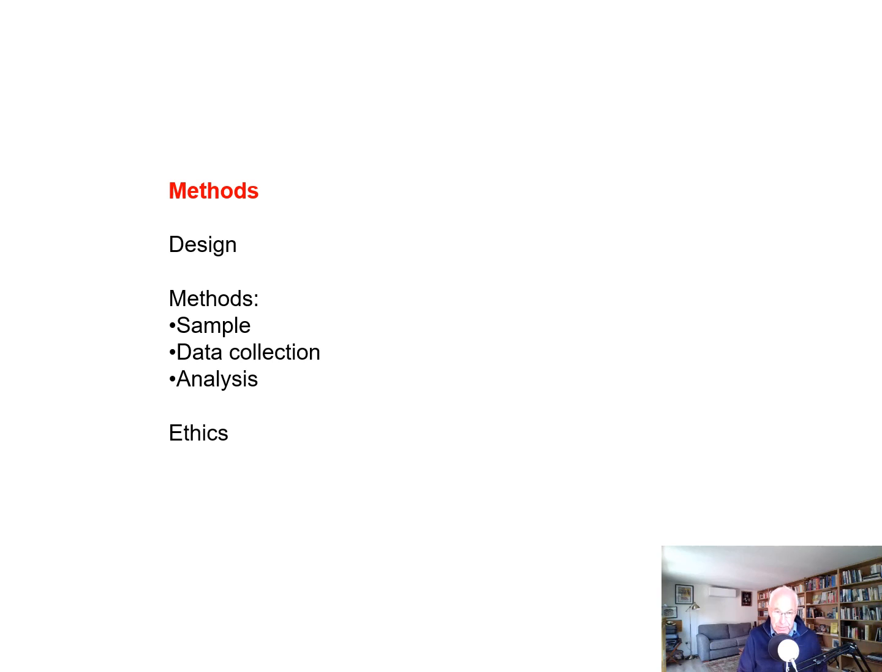So just to recap, the methods section should have a design. It's always a good idea to open your methods section with a clear and simple description of your design. Then the methods should have information about sampling, data collection, analysis. And of course, as I've already said, there should be a statement about ethics here.